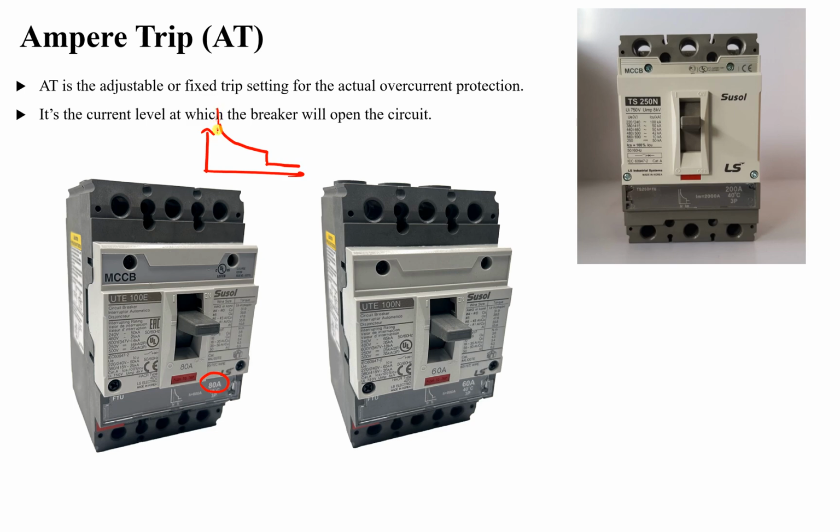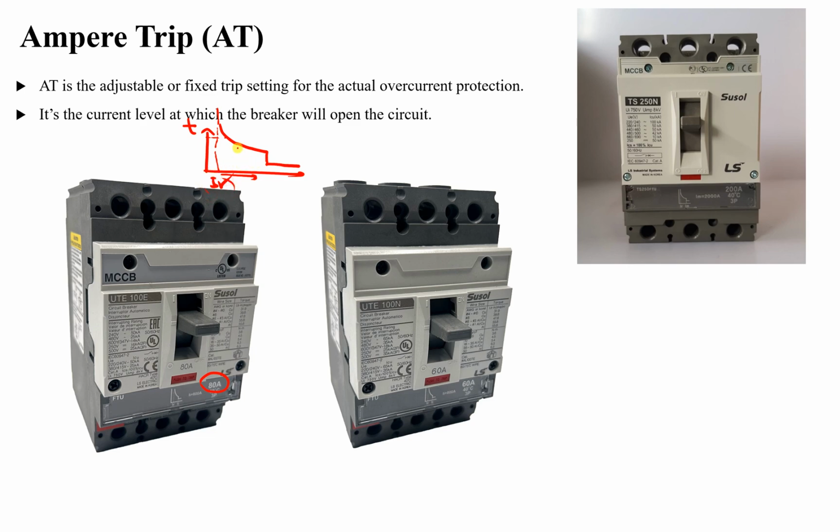This current is called ampere trip, or IR, or I nominal. This is the rated current of the circuit breaker. When the current exceeds this, the circuit breaker will open after a certain amount of time, dependent on the increase of current from IR.